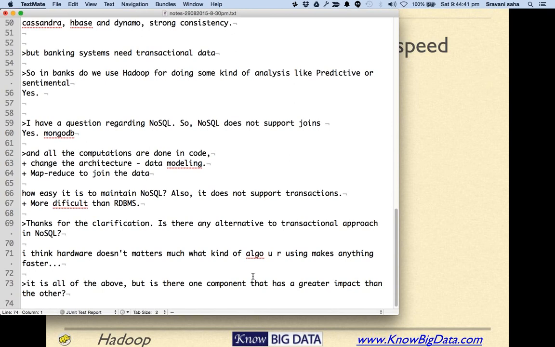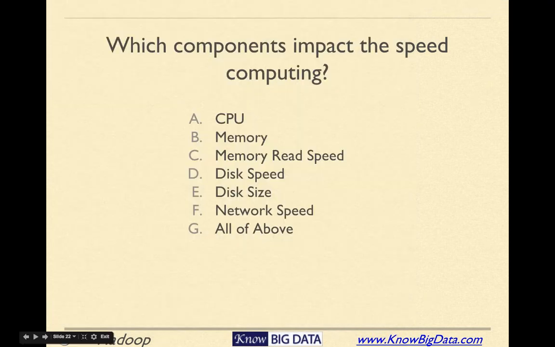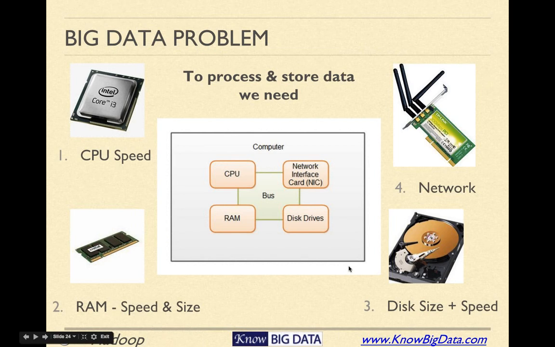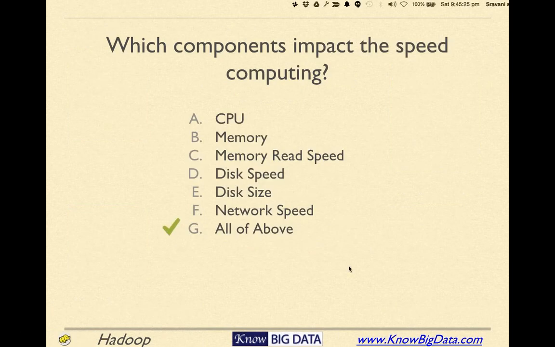Nandini is asking, is there one component that has a greater impact than the others? The answer is no. There is no single component. Generally, all of them are important. I have seen some problems where disk speed becomes a problem. Sometimes disk size becomes a problem. Sometimes network speed becomes a problem. Sometimes RAM becomes a problem. Sometimes the rate at which we are reading from RAM becomes a problem. And sometimes CPU becomes a problem. But among these, the one which quickly becomes the bottleneck is RAM, which is memory. That is probably the one you will encounter most.